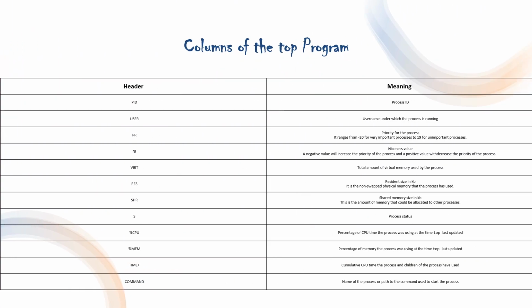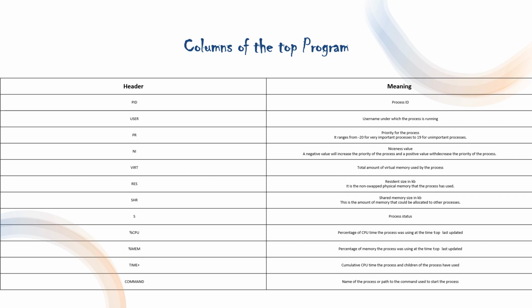Columns of the top program. PID, process ID. USER, the username under which the process is running. PR, priority for the process. It ranges from -20 for very important processes to 19 for unimportant processes. NI, niceness value. A negative value will increase the priority of the process, and a positive value will decrease the priority of the process.